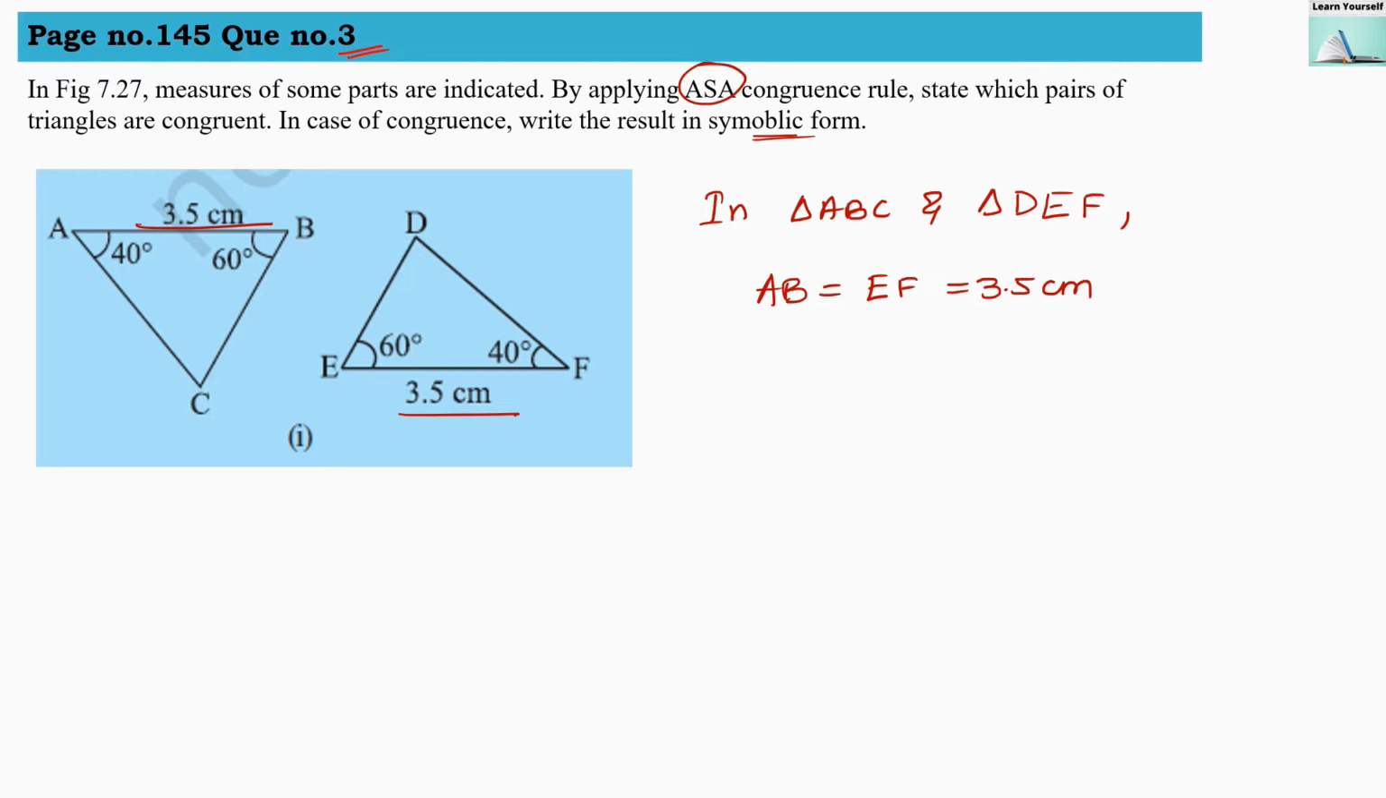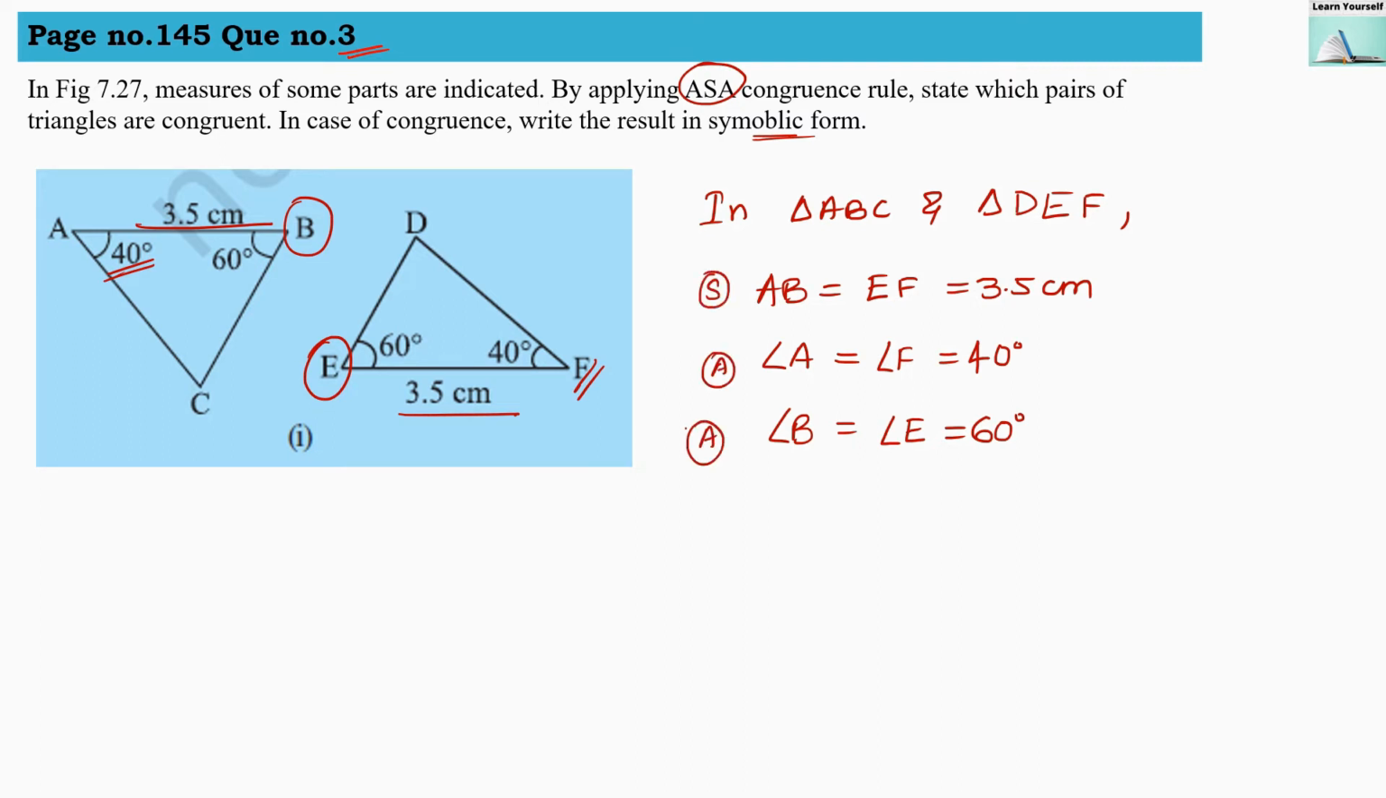Now comes angle. So angle A is 40 degree and angle F is 40 degree. They both are equal. Then comes angle B and angle E. So angle B and angle E are equal. They both are equal to 60 degree. So now we have here two angles and one side. We have to see that this side is in between two angles or not. So yes, this side is included between these two angles. Let us check in this, that these two angles are there and the side is included between these two angles. So yes, as per ASA criteria, we can establish the congruence.